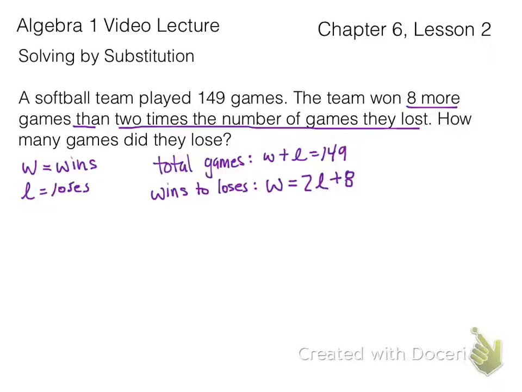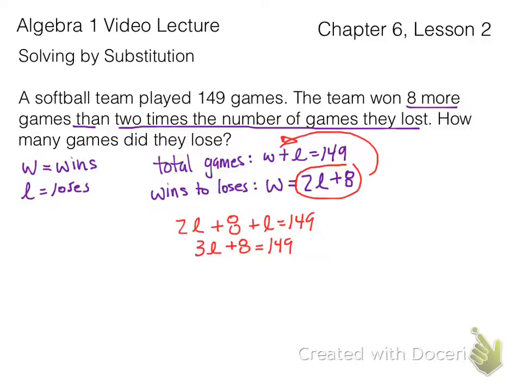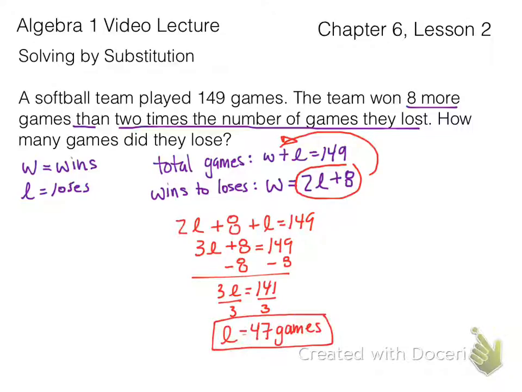Okay, so now, since W is already by itself, I can go ahead and plug in 2L plus 8 for W. So I'm going to have 2L plus 8 plus L equals 149, combine like terms. And we have 3L plus 8 equals 149. I'm going to minus 8 on both sides. Again, that was the subtraction property of equality. And then I'm going to divide both sides by 3. And I'm going to get the losses equals 47 games.